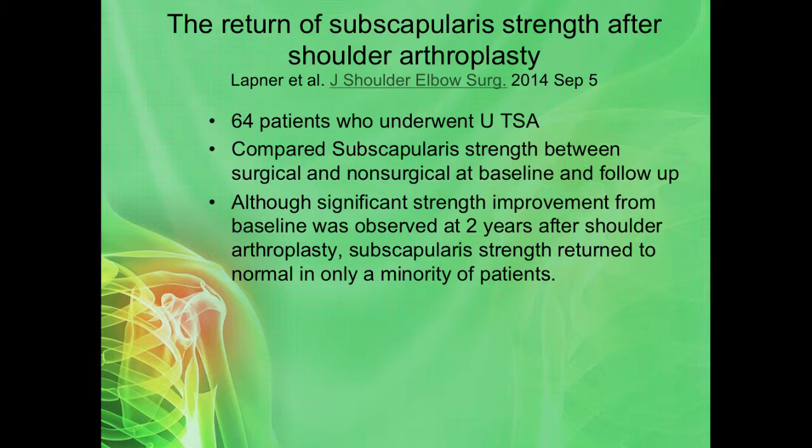So this study was looking at the return of subscap strength after shoulder arthroplasty, because that is incised, and quite often patients have some limitations following this procedure. So this study looked at 64 patients who underwent a unilateral total shoulder, and they compared the subscap strength between the surgical and the non-surgical side at baseline and at follow-up. And while the involved side had a significant improvement from baseline at 2 years follow-up, the subscapularis strength only returned to normal, meaning symmetrical with the other side, in a minority of patients.